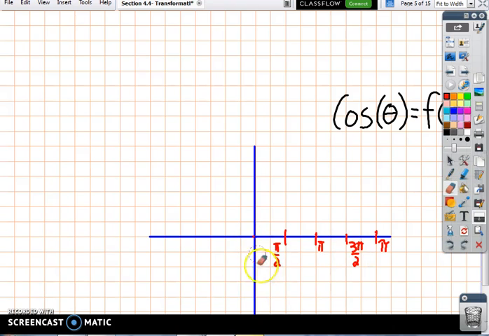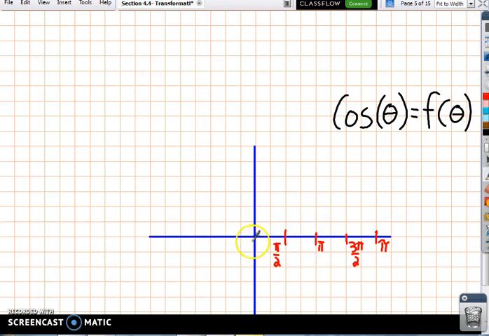Now, referring back to your notes in your T-chart there, what value do I get when I take 0 here? Well, that's going to get me 1. Boom. What value do I get at pi over 2? I'm going to get a 0. How about at pi? I'm going to get the x value of negative 1. At 3 pi over 2, I get 0.